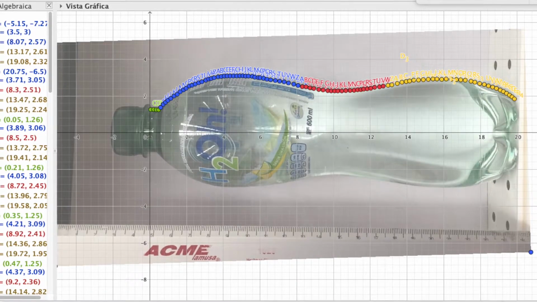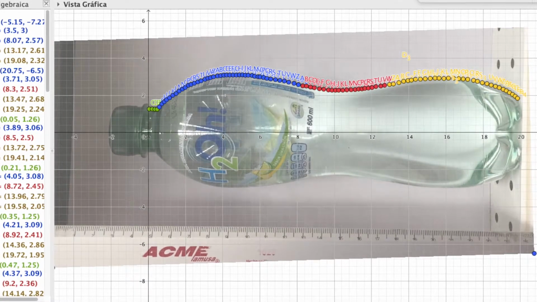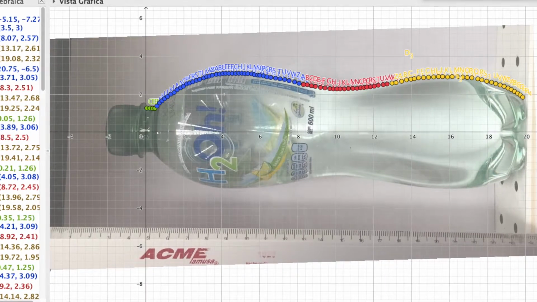This was with the purpose of dividing the bottle in half with the x-axis and thus be able to extract the functions for the solid of revolution. To get these functions, we had to place several points by the perimeter of the bottle in GeoGebra.